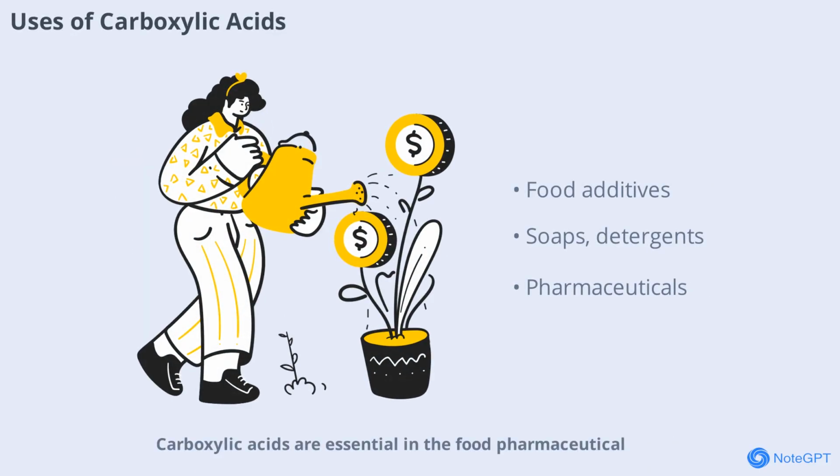Carboxylic acids are essential in the food, pharmaceutical, and chemical industries. Acetic acid is used in vinegar and as a preservative. Citric acid is a common food additive and flavoring agent. Fatty acids are crucial in the production of soaps, detergents, and cosmetics. The versatility of carboxylic acids makes them important in many sectors.